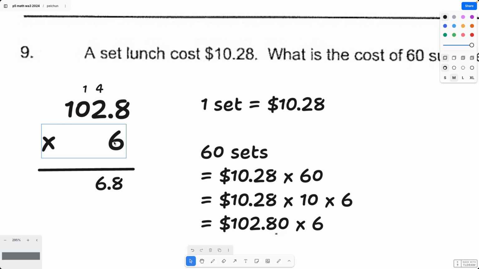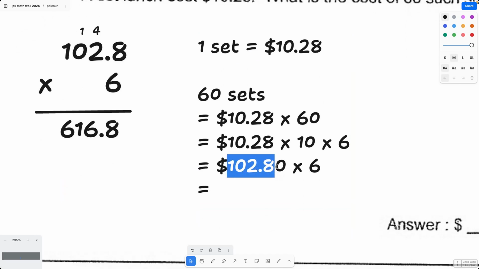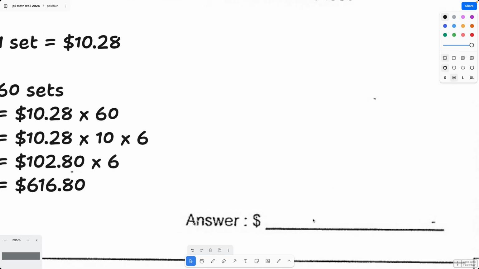Okay, so 0 times 6 is 0 plus 1. This will give us 1. And 1 times 6 is 6. So the answer to this is 616.8. And there you go. The answer is $616.80. So that's the answer.